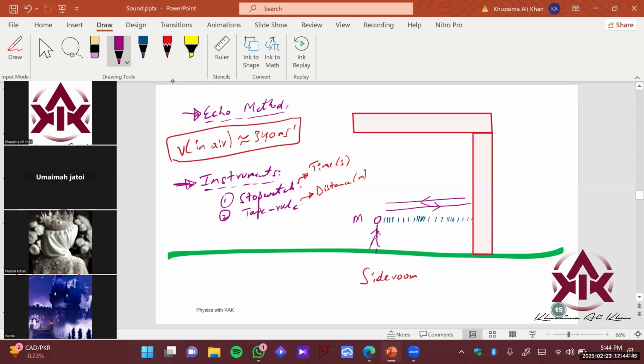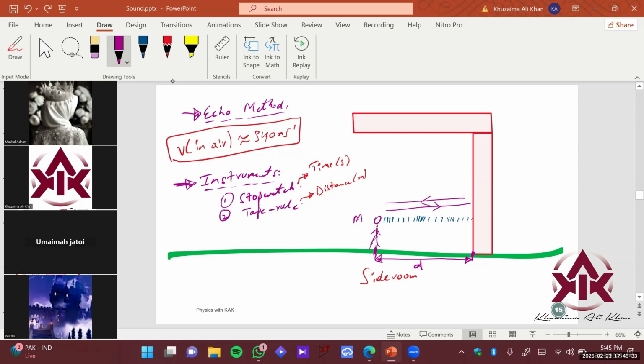So now let's say Mashal has marked the distance from the wall where she is standing, okay? And she has measured the length using a tape rule, and that distance is coming out to be D, right? So when she has made some noise, the sound went first by distance d, then came back after distance d, right? So what is the total distance that the echo has traveled?